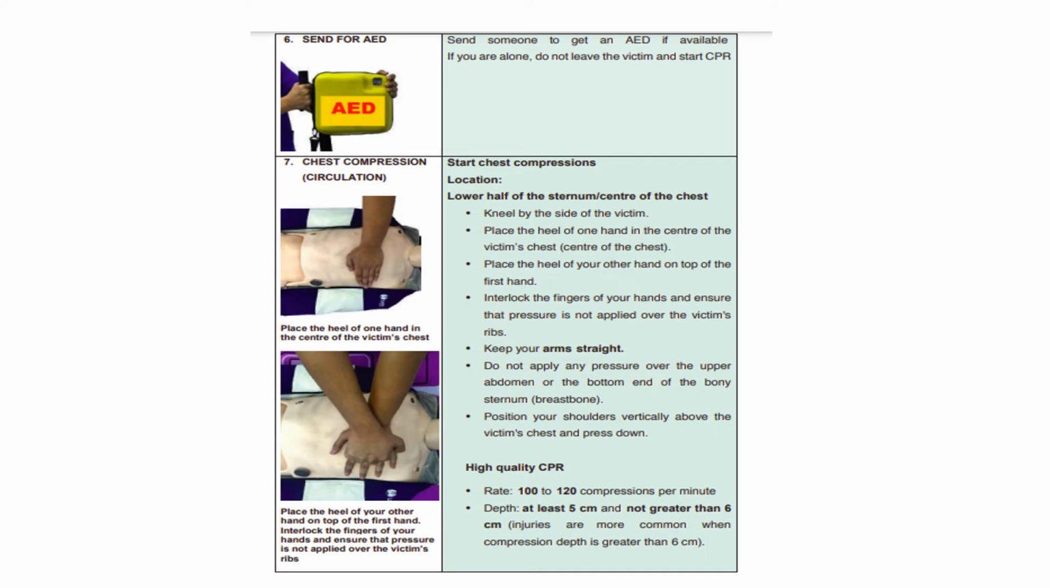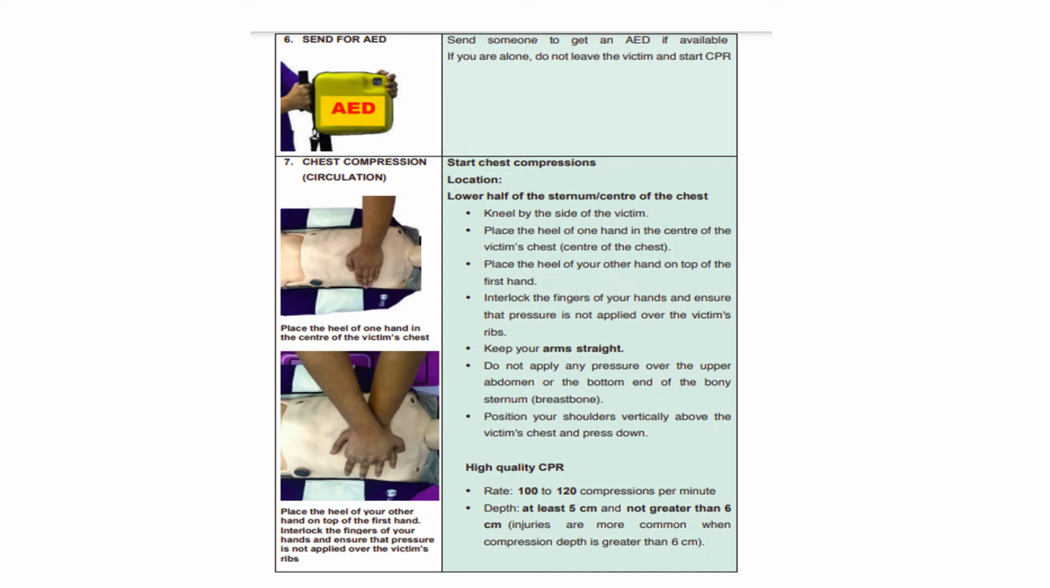As mentioned before, you have to locate the xiphisternum junction area. Kneel by the side of the victim, place the heel of one hand in the center of the chest or xiphisternum junction area, and then place the other hand on the first one, with the fingers interlocking each other. Keep your arms straight. Do not apply any pressure over the upper abdomen or the bottom end of the bony sternum, the breastbone. Position your shoulder vertically above the victim's chest and press down, meaning the shoulder should be positioned above the position of the hand.